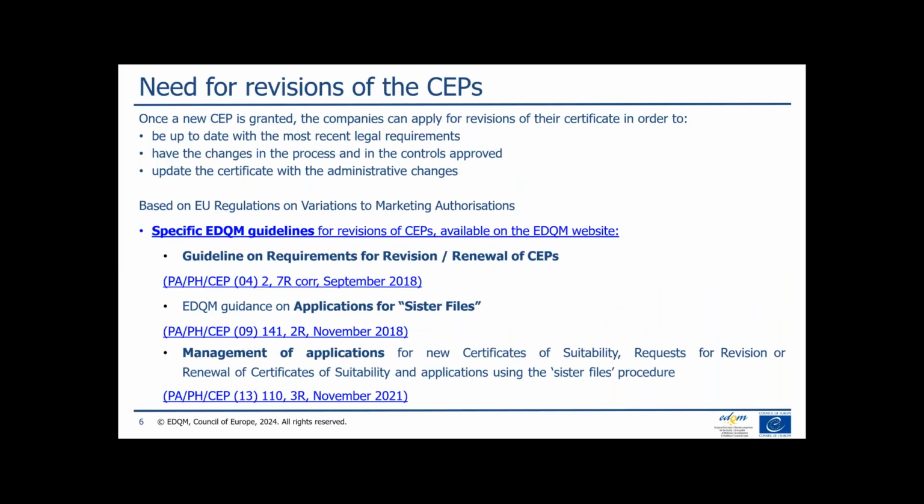So why would we wish to revise a SEP certificate? If we want to be, and we should be, in line with the most recent legal requirements, one of the most obvious examples is nitrosamines, control of nitrosamines, which emerged a few years ago. Then if you have certain changes in the process and in the process controls that you wish to have approved, you have to apply for revision of your certificate, or you have certain administrative changes which also have to be declared.